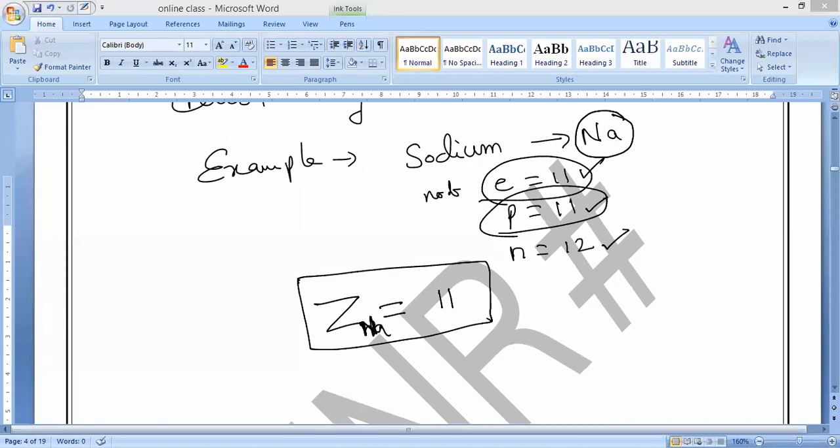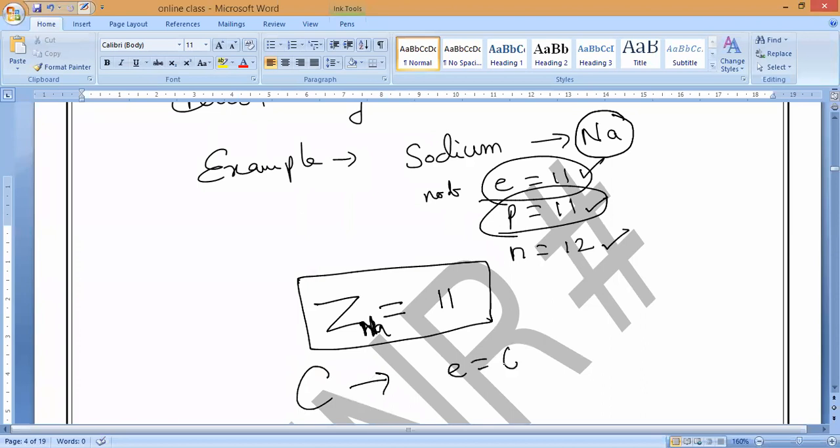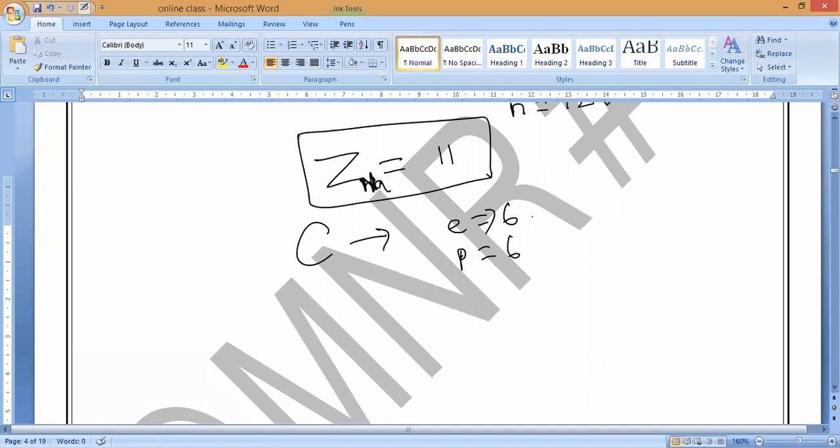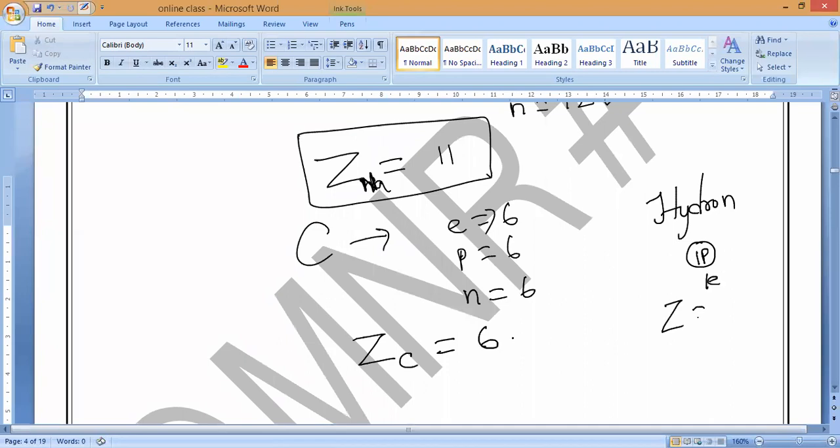For example, if we take carbon, how many electrons does carbon have? 6. Correct? The number of protons is 6, and the number of neutrons is also 6. So the atomic number of carbon is 6. Same way, if we take hydrogen, it has only one proton and one electron. So the atomic number of hydrogen is 1. That is what you have to remember.